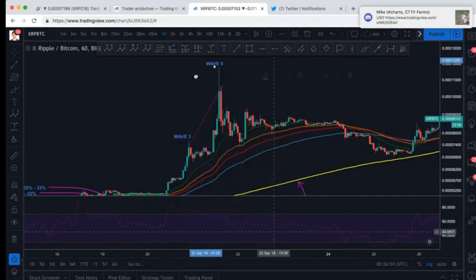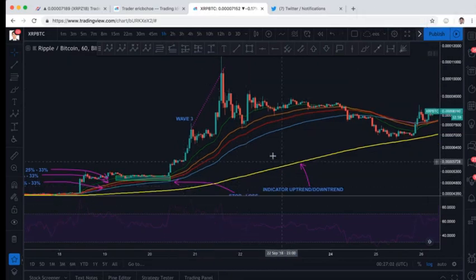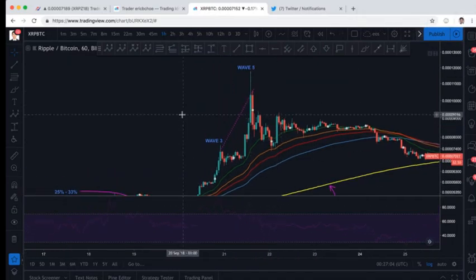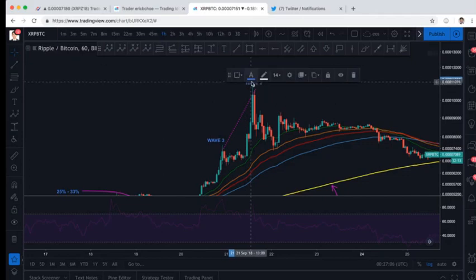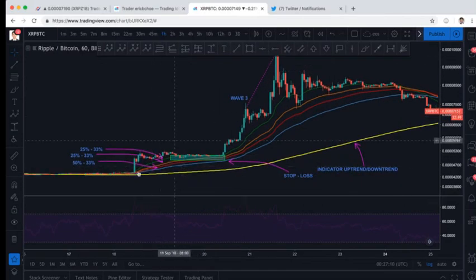Remember, you want to use the same exact time frame that you're using the EMAs to trade with the trends. Okay, you don't want to be jumping around time frames. Use the same exact time frames. Okay, wave 3, wave 5, and that's how you depict a trend. Right, that's how you ride a trend.